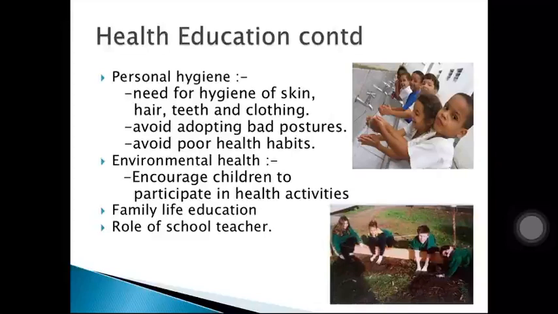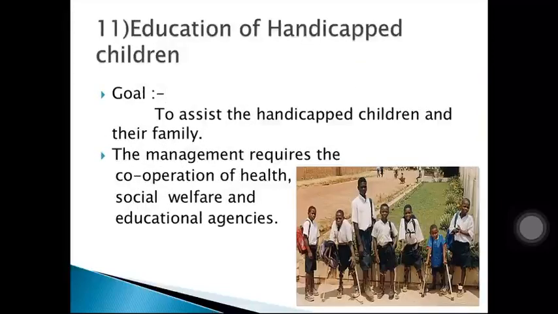And here of course the role of the school teacher is very, very important. Now coming to the 11th aspect of school health service, which is education of handicapped children. Handicapped children is again a separate topic by itself, which I'll be covering in the next class. But anyway, I will just briefly highlight what you want to educate in handicapped children. The goal is to assist the handicapped children and their family. The management requires the cooperation of health, social welfare and educational agencies. For you to manage handicapped children, you do expect intersectoral coordination.